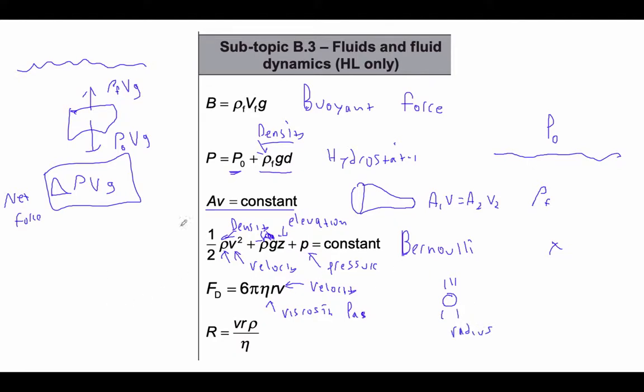And so these are the problems. You can have an object falling through water, and so you can do this. You can say the difference in density times the volume of the rock times g is equal to 6 pi viscosity r v, like that. Those problems. And then this is the Reynolds number.